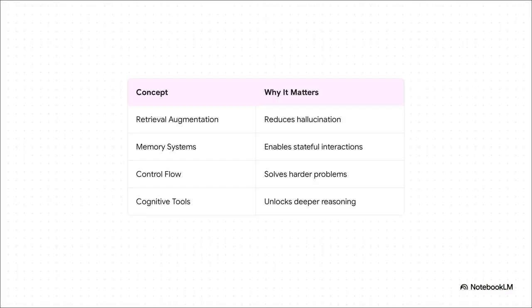Okay, let's just connect the dots. When we use retrieval augmentation to ground an AI in facts, what happens? We cut down on hallucinations. When we build in memory systems, we get those coherent, long-form conversations we've always wanted. When we use control flow, we can suddenly solve much harder problems by breaking them into smaller steps. And as we just saw with that IBM data, giving an AI cognitive tools can unlock these deep reasoning abilities that were already there, just waiting to be used. Every piece of engineered context makes our AI systems more reliable, more capable, and just more intelligent.